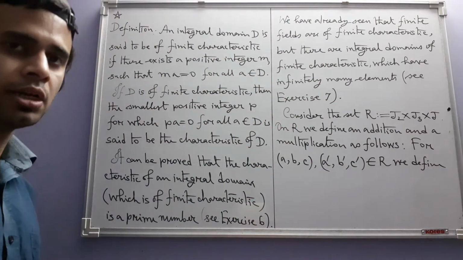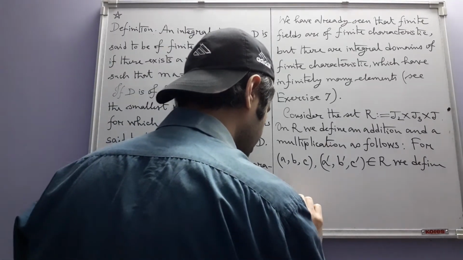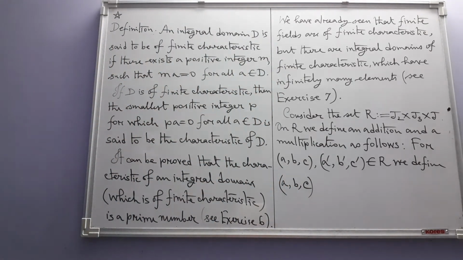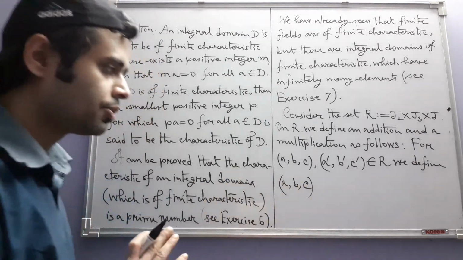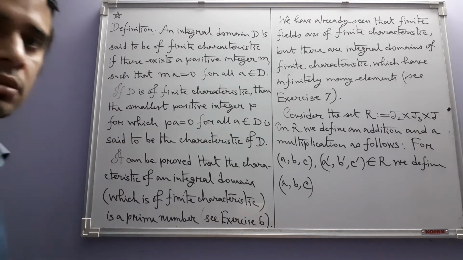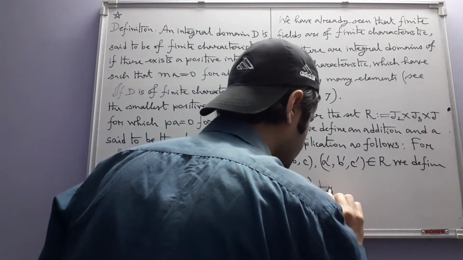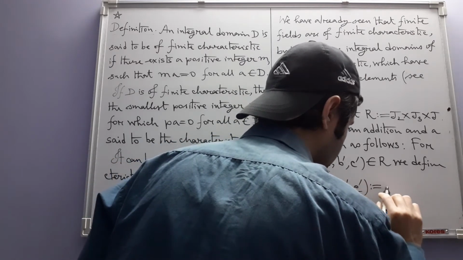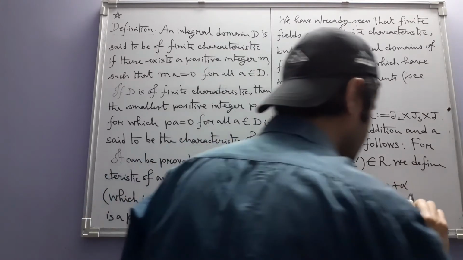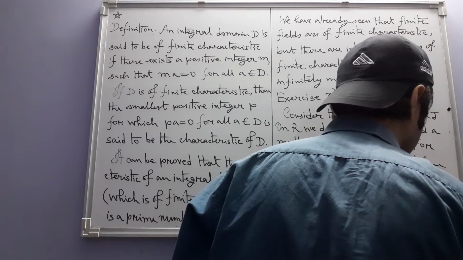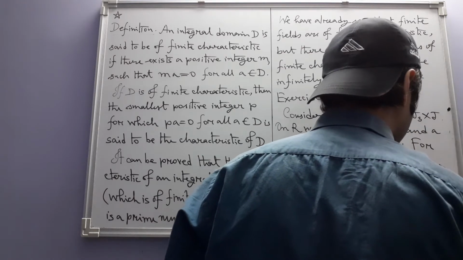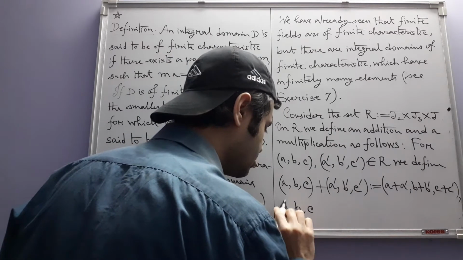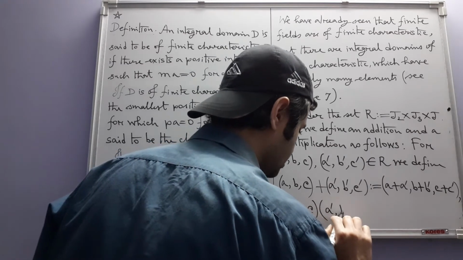So we have chosen any two elements in R. Now we are going to define addition. Addition, by now you already know, having seen so many examples of rings, that if the elements have multiple components, then addition almost always is defined component wise. A plus A prime, B plus B prime, C plus C prime. For now, multiplication will also be defined component wise for this example.